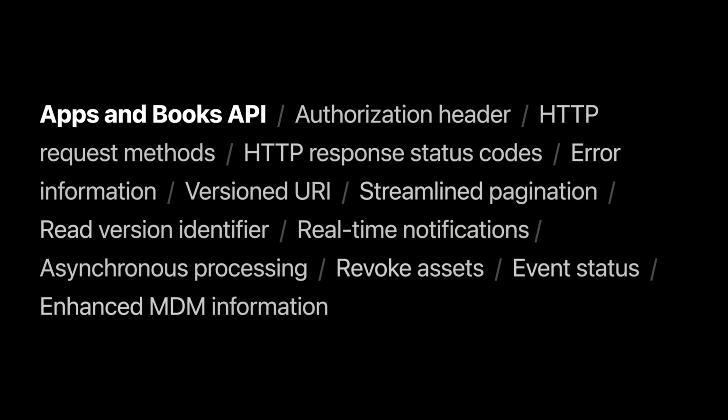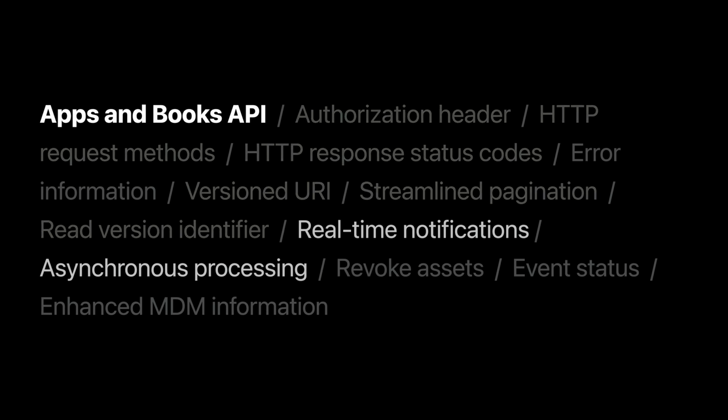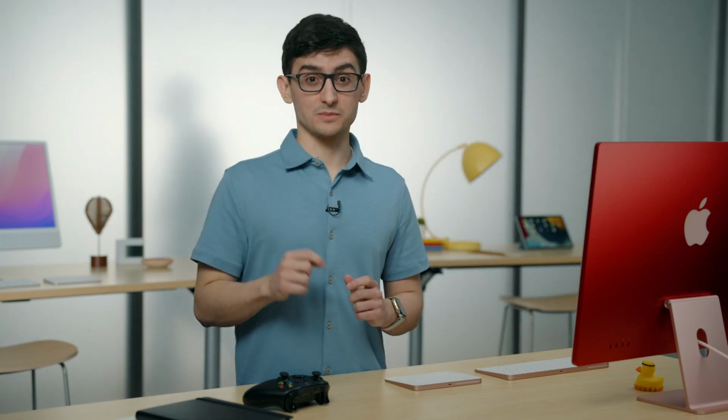We've introduced a lot of changes this year to the new Apps and Books API. We'll cover many of these throughout the session, but focus on the two enhancements that will most improve your workflows: real-time notifications and asynchronous processing. For an in-depth look at the other changes, see the new developer documentation within the device management section on developer.apple.com and in the references for the session.